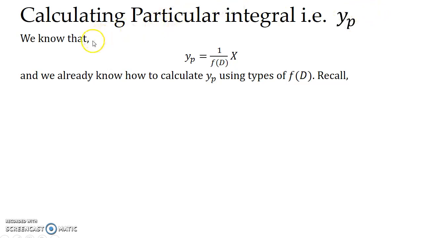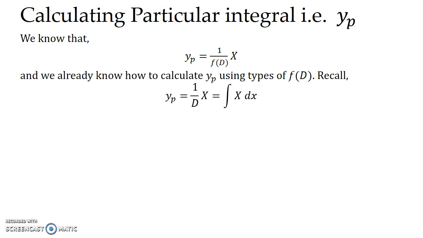Now we already know that YP is nothing but 1 upon F(D) operating on X. Now 1 upon F(D) is some type of integral operator. What type of integral operator it is, we will see when we learn the methods. We already know how to calculate YP using different types of F(D), which has been done in the classroom and in the previous video lectures.